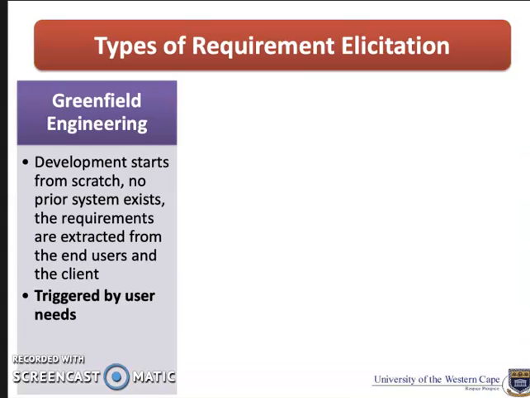When you are eliciting and gathering requirements, you will likely find yourself in one of three situations. With greenfield engineering, there is nothing. It's a blank canvas, so you will start from scratch. No prior system exists, so you can be quite creative here. But be careful, because this is also the most daunting opportunity.